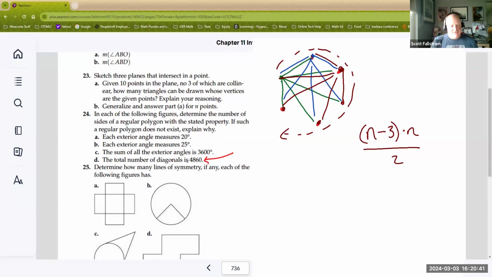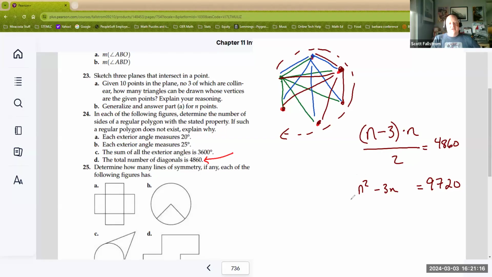So the total number of diagonals is 4860. So if you want to find the value of n, you could just plug in 4860 here, and then use a little algebra. So we can multiply both sides by 2, and that would give us 9720. And over here we have n squared minus 3n. Now, depending on your background here, you could bring the 9720 to the left-hand side and do some factoring. You could use the quadratic formula. There's a lot of different ways to do this.